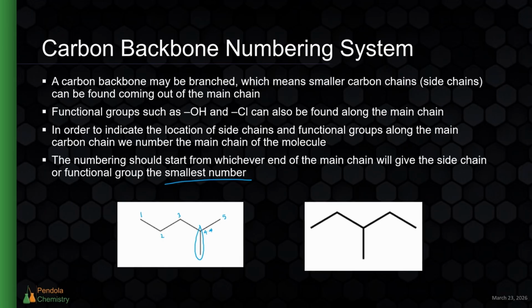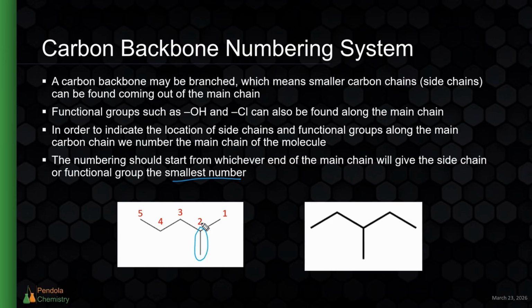There's a better way of doing this. Again, if we want the side chain to be on the smallest number, then we should be starting from the right side. Because if we start from the right side, 1, 2, 3, 4, 5, then the side chain is now on carbon number 2. By starting from the right side, we have the longest chain, which is 5, with our side chain on the second carbon. So this gives our side chain the smallest number, whereas the other way we would have ended up with a side chain on carbon number 4.